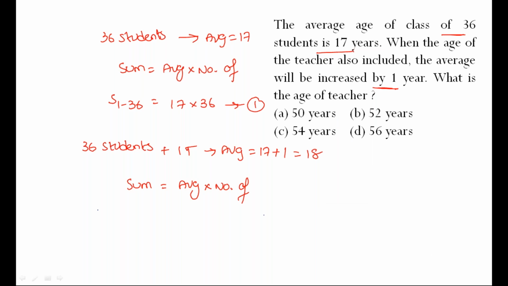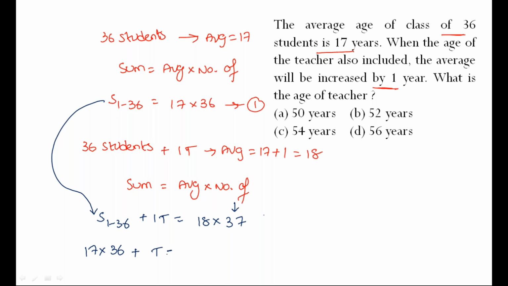But let's see this. Sum is 36 students plus one teacher. Average is 18. Number of people are now 37. Now, friends, you came to know from equation 1, S1 to 36 is 17 into 36.